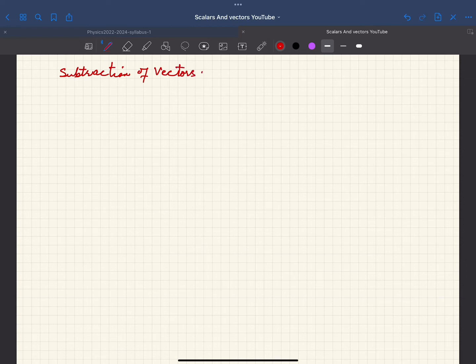Subtraction of vectors is nothing but the addition of vectors with the negative sign. Suppose you have a situation like this: you have one vector A in this direction, and there is another vector, suppose B, in this direction, and you want to get the subtraction of these two vectors, that is A vector minus B vector, which will give you vector C.